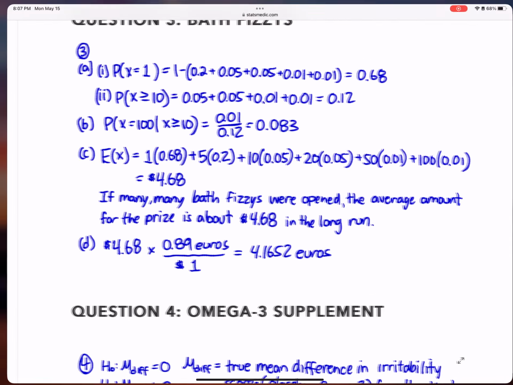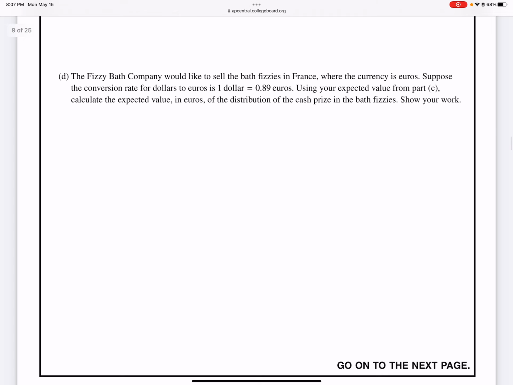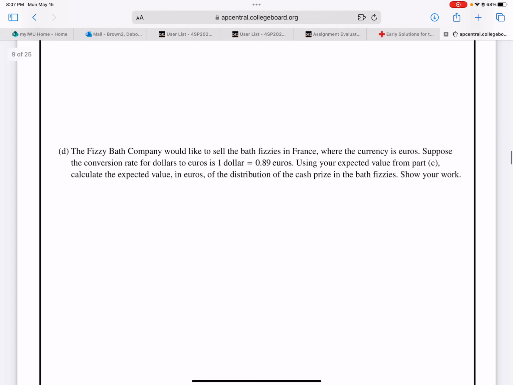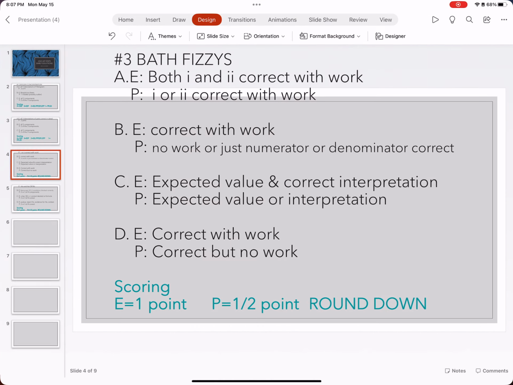The last problem asks you to just convert it to euros. Here's the original problem, and it says a dollar is 0.89 euros, so go ahead and convert it. And to that one, you just take $4.68 and times 0.89 euros, and you get 4.1652 euros. And that one, just correct with work for the E and correct but no work would be the P.